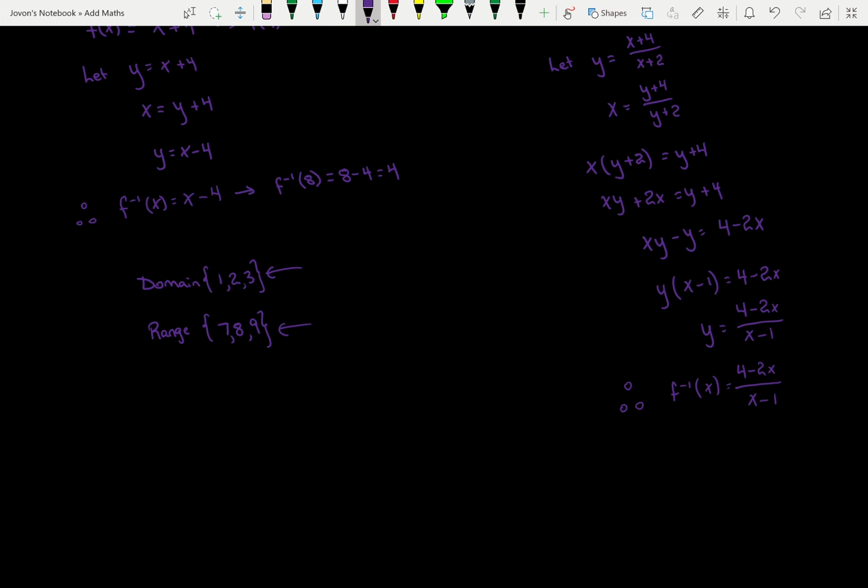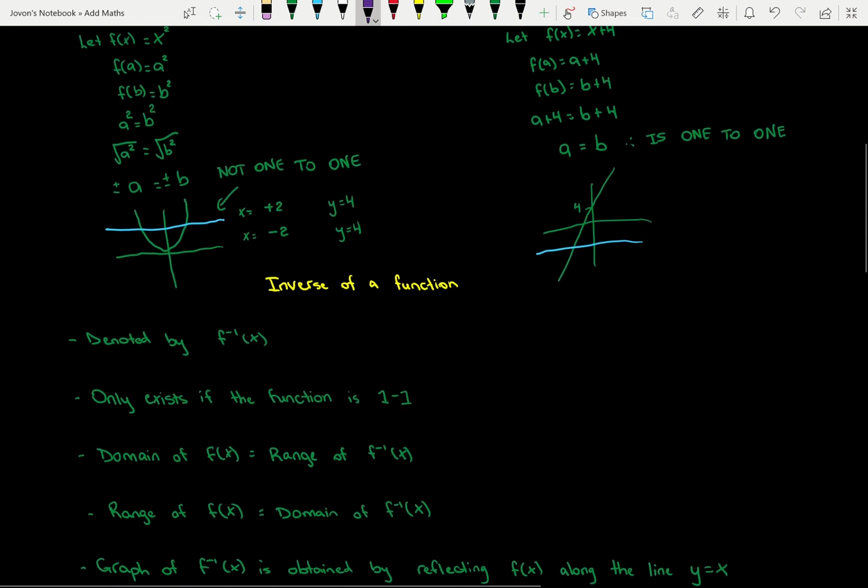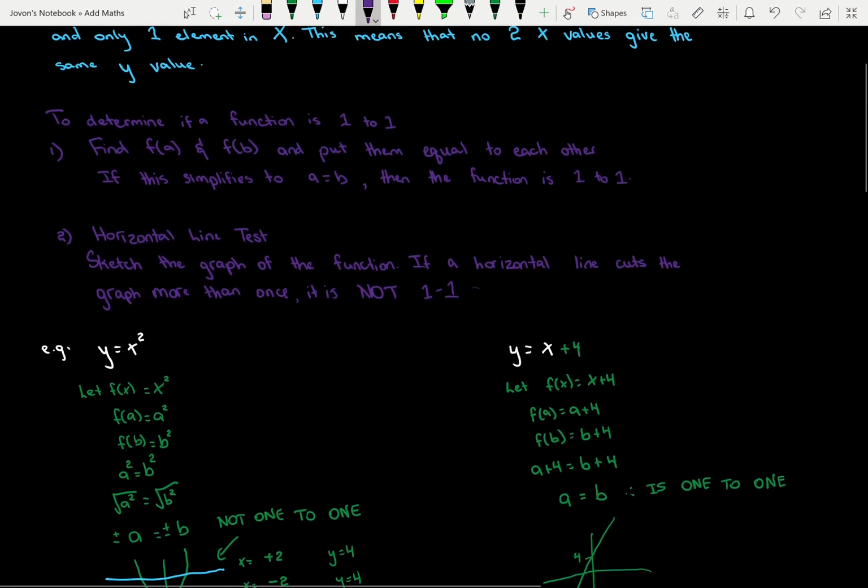And remember, if you want to obtain the graph, you just reflect it along the line y is equal to x. And for a one-to-one function, just do the horizontal line test, or find f of a and f of b and put them equal to each other. If you get a equals b, then it is a one-to-one function. And for a one-to-one function, every element in A has a unique value in B.